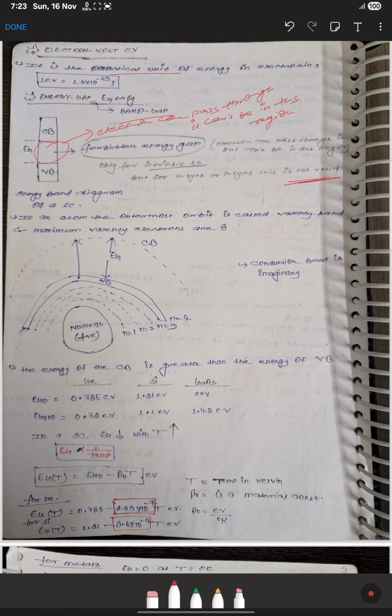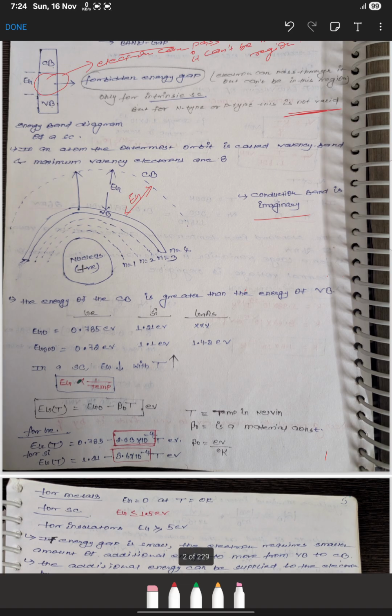In an atom, the outermost orbit is called the valence band, and the maximum valency electrons are 8. There is the nucleus, and orbits with n equal to 1, 2, 3, 4, 5. Then after the outer orbit, there will be the valence band. This is the EG band gap, and then the conduction band will be there. So the conduction band is actually imaginary. The energy of the conduction band is greater than the energy of the valence band, we can say through the figure itself.